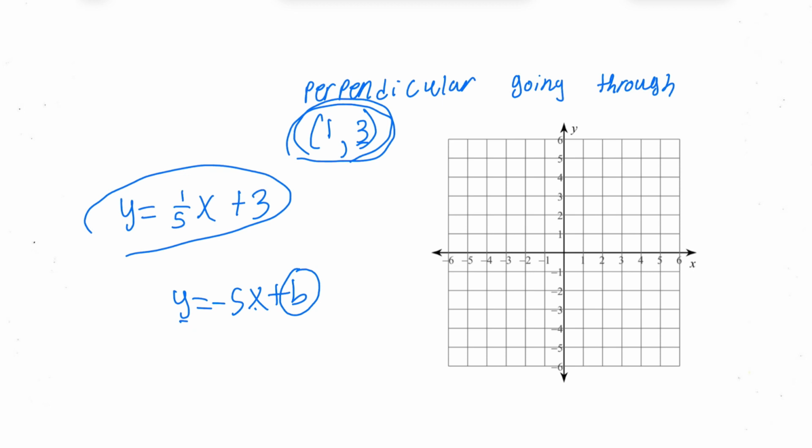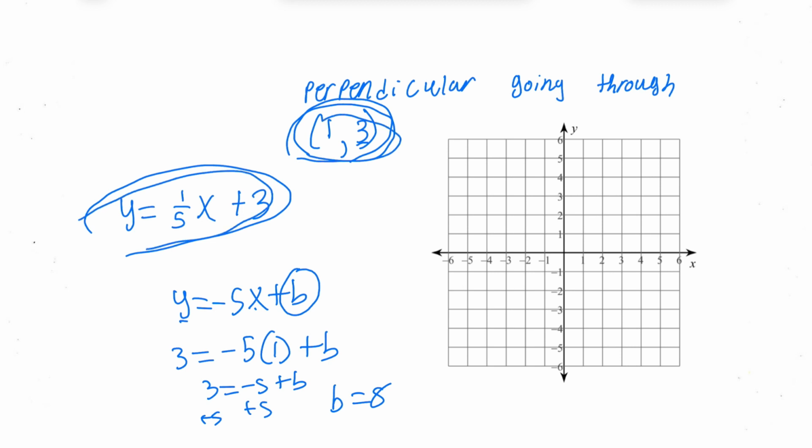So that'll give us 3 is equal to negative 5 times 1 plus b, or 3 is equal to negative 5 plus b. Add 5 to both sides, and we'll get that b is equal to 8. So then the equation of the perpendicular line of this equation here, going through this point, would be y equals negative 5x plus 8. That would be the answer.